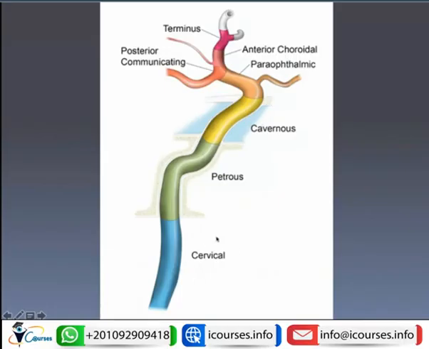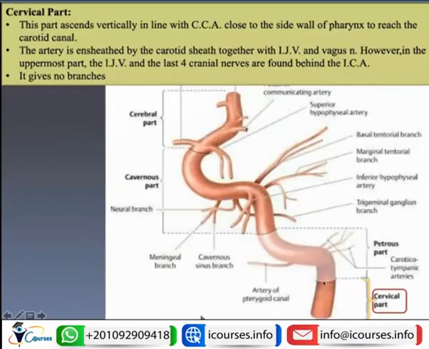It starts first by the cervical part, which passes through the neck. Then a part which passes through the petrous bone, called the petrous part. Then the part which passes through the cavernous sinus, which is the cavernous part. Then to reach the intracranial cavity and divide into its terminal branches. So here is the first part, or the cervical part. This part ascends in line with the common carotid artery in the carotid sheath, or in the carotid canal, and this part which is present in the neck has no branches. So the cervical part of the internal carotid artery doesn't have any branches.